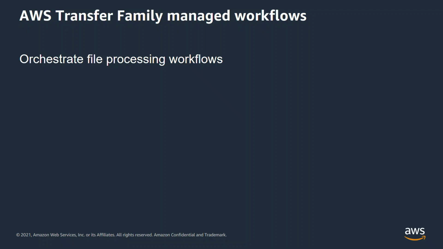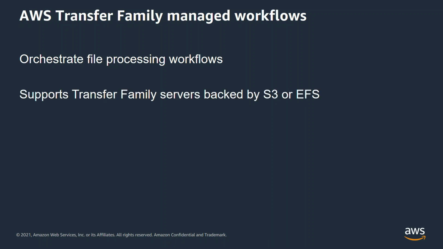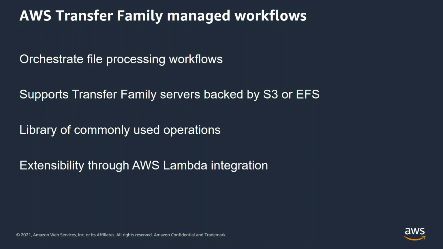To recap, AWS Transfer Family Managed Workflows is a new feature which allows you to orchestrate file processing workflows. It's generally available today and easy to get started. All transfer family server types are supported, so customers no longer need to manage their own workflow orchestration using event notifications or file system listeners. Transfer Family provides a set of commonly used operations as workflow step types. There is also the ability to extend the functionality using AWS Lambda integration with custom steps. Your organization can have visibility into your workflow executions with CloudWatch logs.